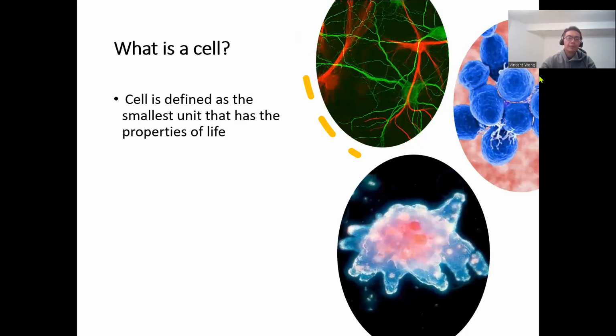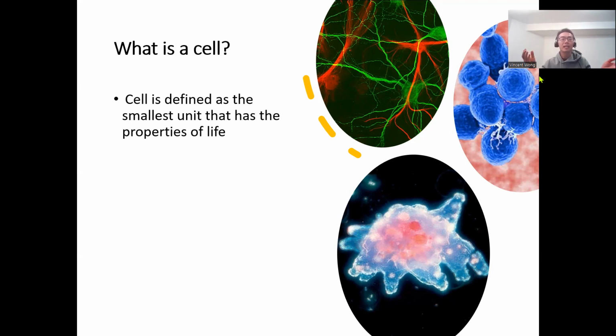So what is a cell? A cell is defined as the smallest unit that still has the properties of life. You are familiar with the characteristics or properties of life, right? They are able to maintain homeostasis, they respond to stimulus, they grow and develop, and so on and so forth. So what is the smallest unit that still retains all these properties? Well, it's a cell.